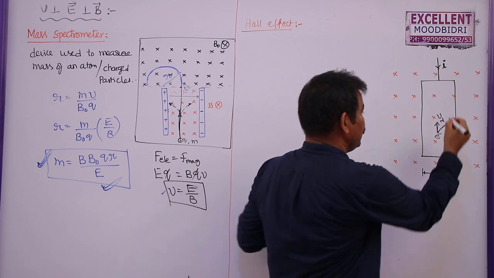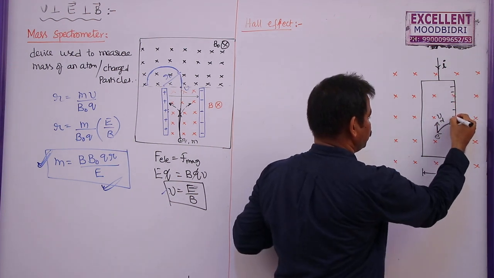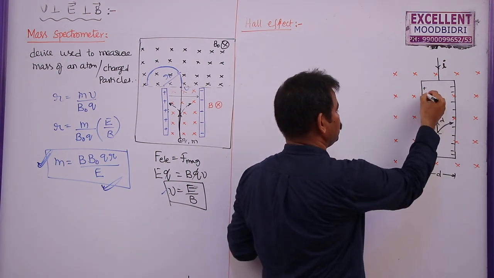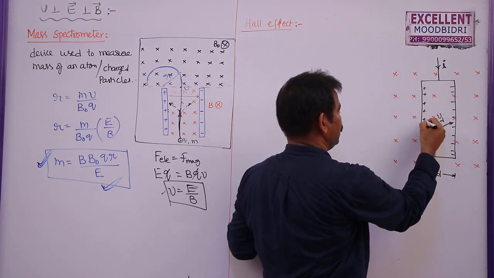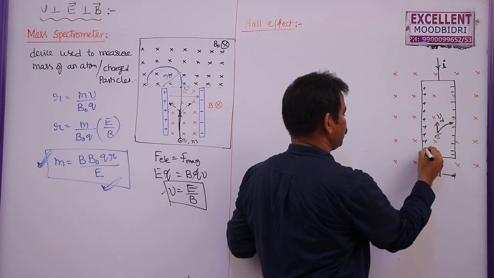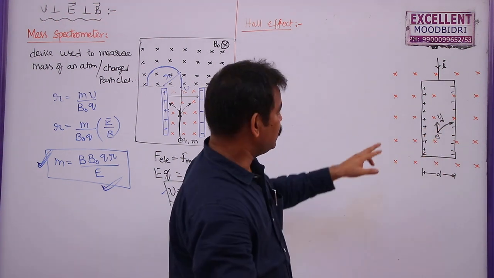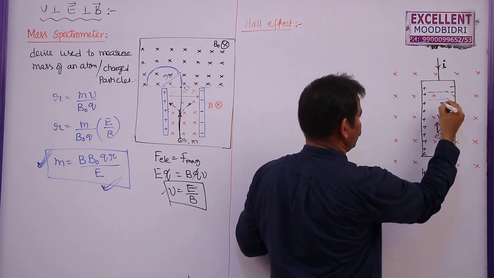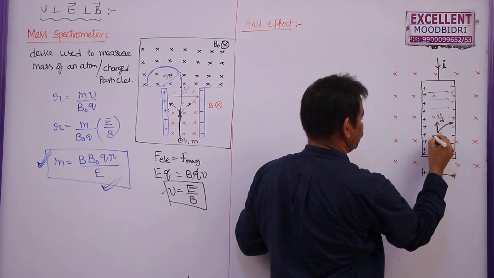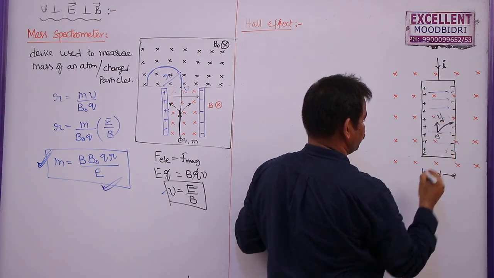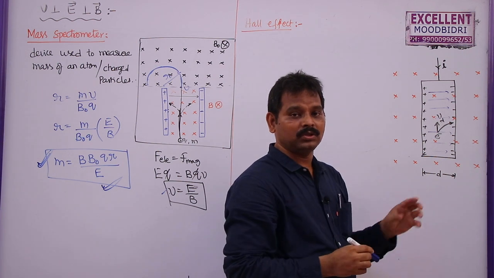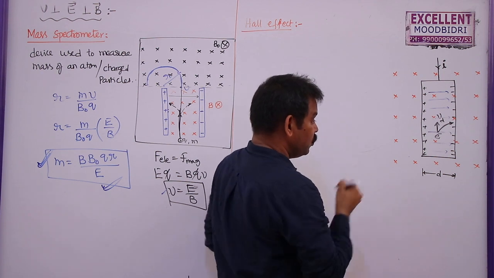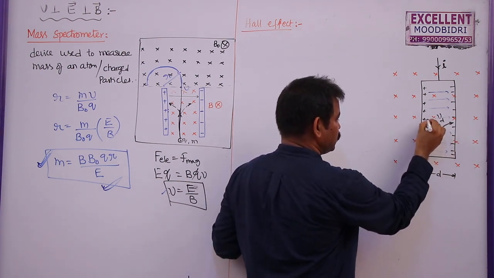Due to this, electrons will be accumulated on the right side of this strip, and an equal amount of positive charge will be induced on the left side of the strip. As positive and negative charges are separated by some distance, an electric field will be developed between the two edges of this metallic strip. A positive charge moves in the direction of the electric field, and a negative charge will move opposite to the direction of the electric field. Due to this, the electron will experience a force in this direction.